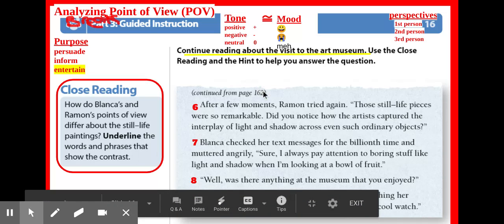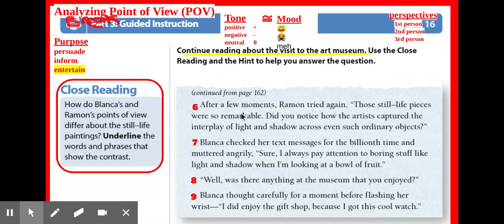So Ramon, the very first thing I see is that he says these pieces were so remarkable. Guys, remarkable is a positive word meaning something is awesome. He also, first thing after a few moments, tries again. Anytime you're going to try something again, that's usually something positive, because you're not ready to give up.